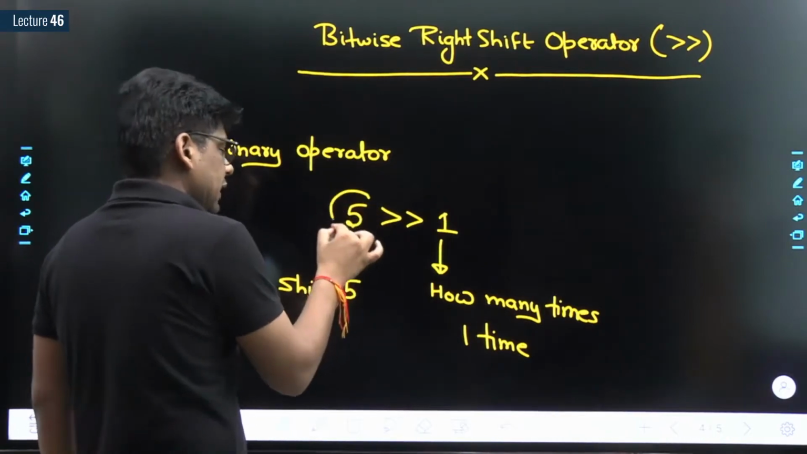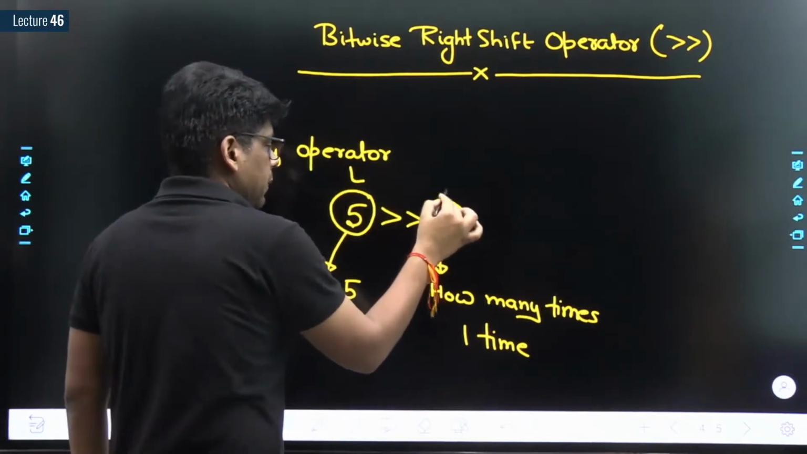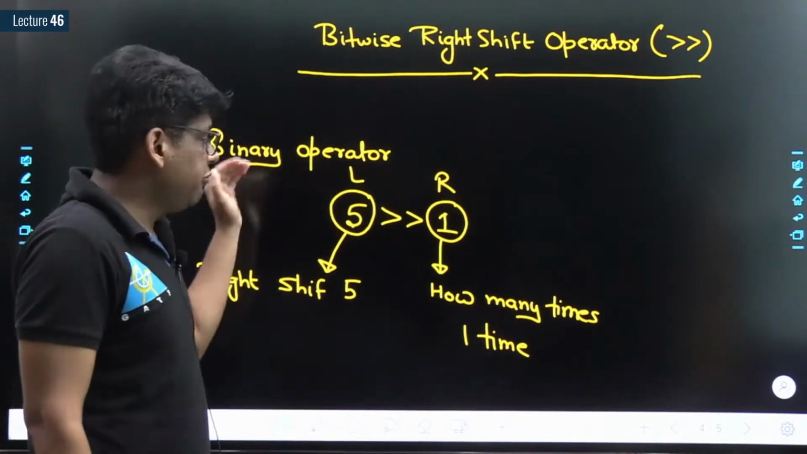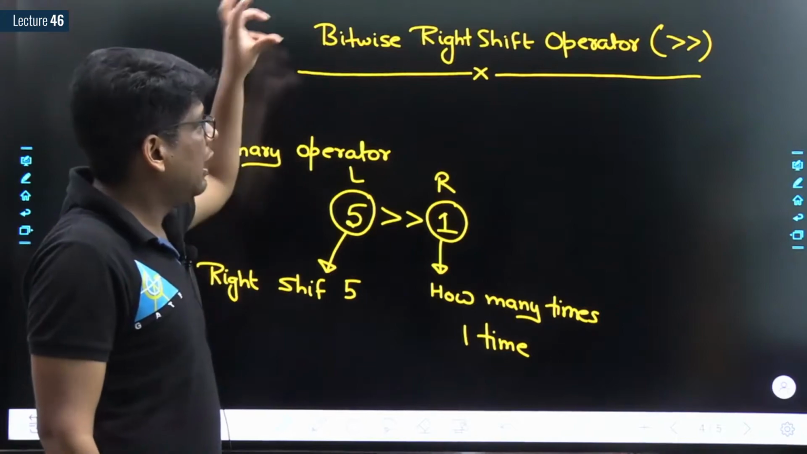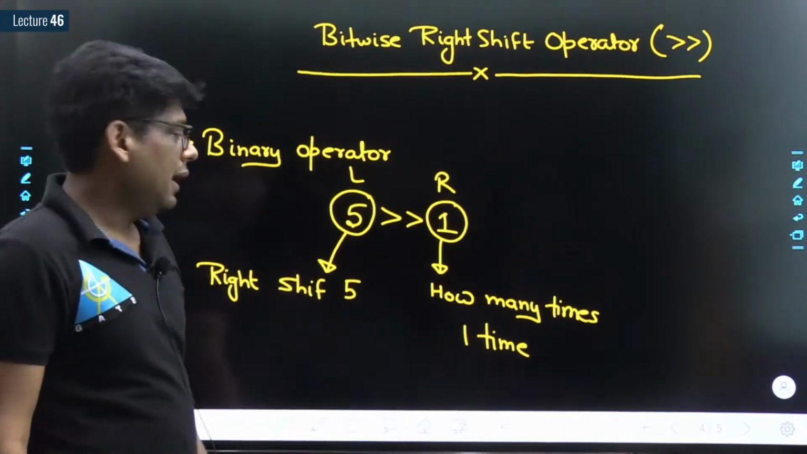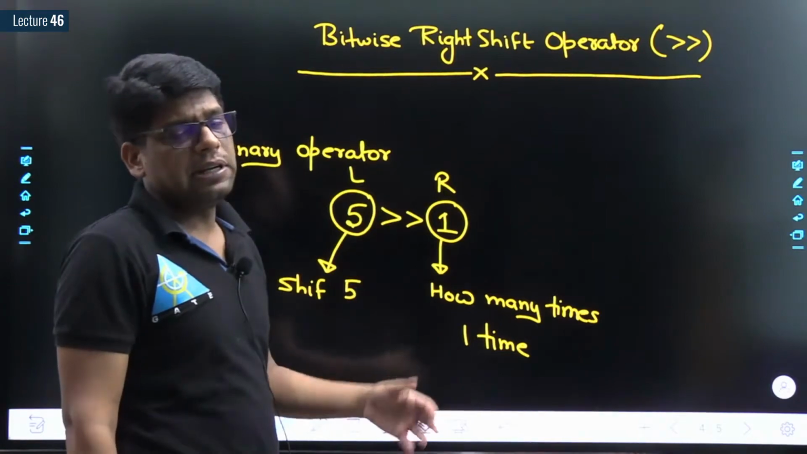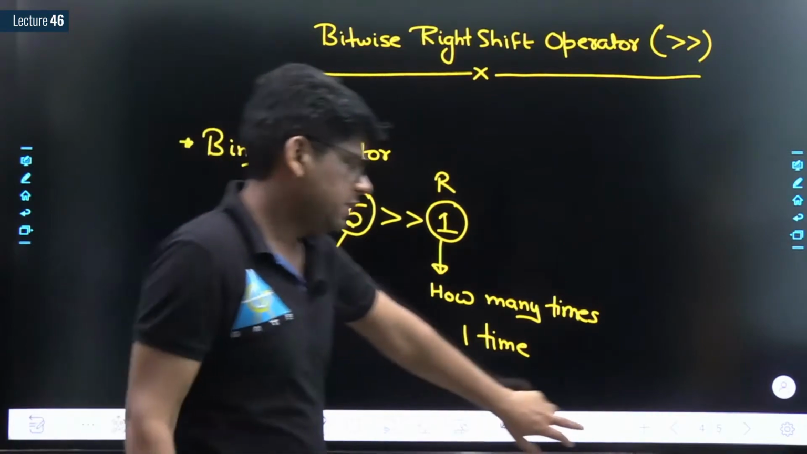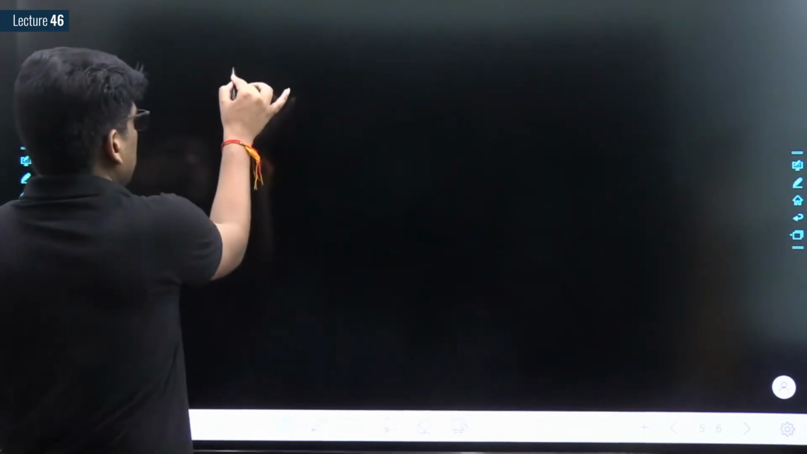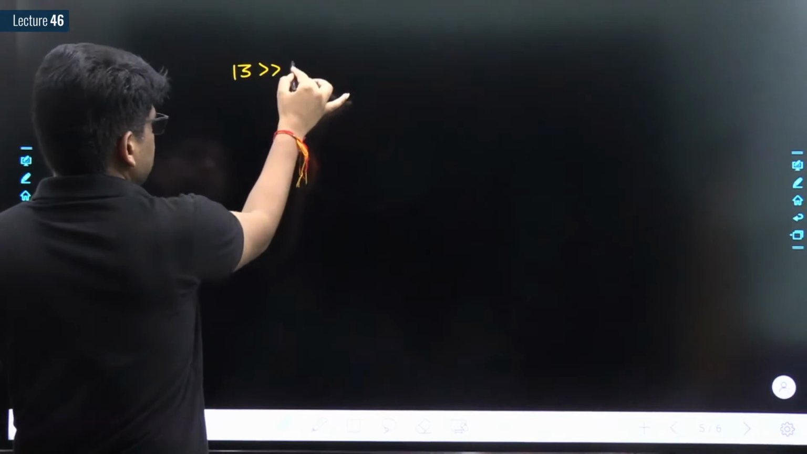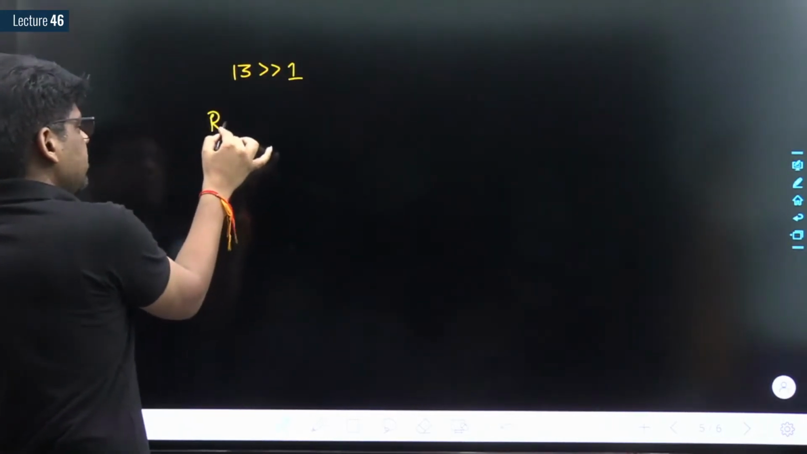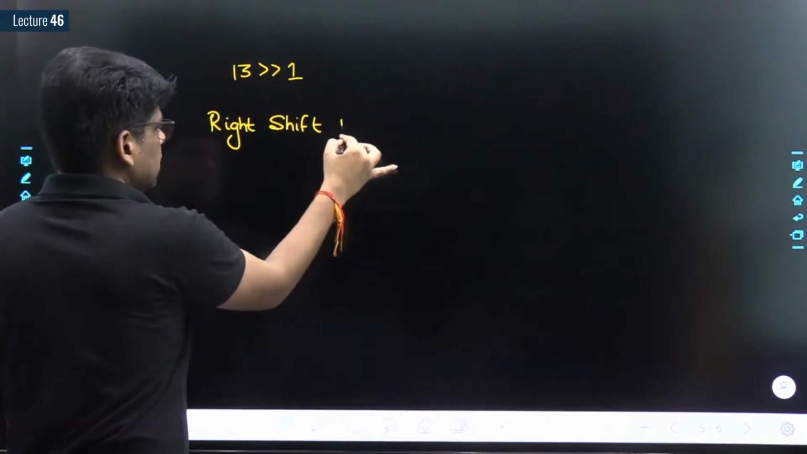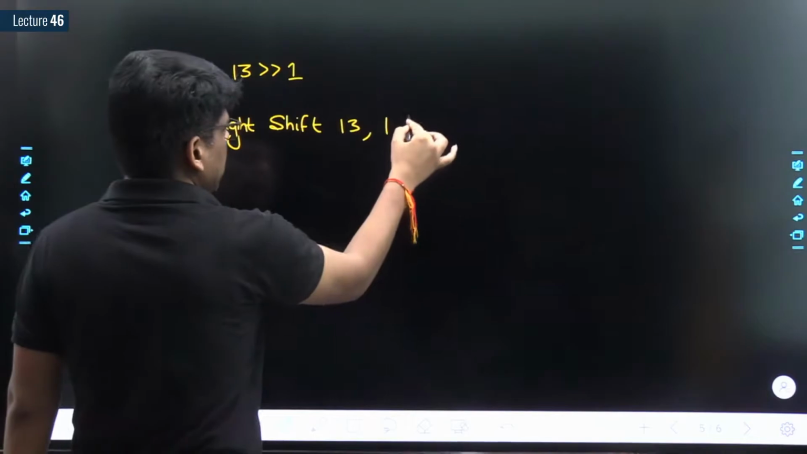The right shift operator has two operands. The value on the left side tells us on which operand we are applying the right shift operator. And the right operand, or the second operand, tells us how many times we must right shift this particular operand, just like the left shift operator. That means we are saying right shift 13, how many times? One time.